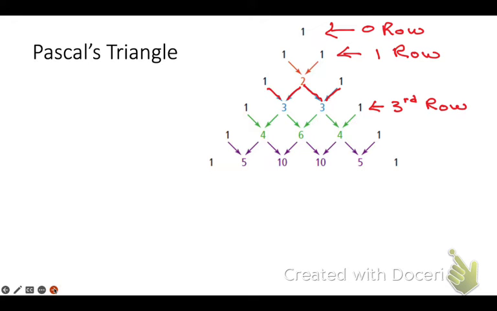Okay, to get to the fourth row, again, 1s all the way on the outsides every time. Then 1 plus 3 is 4. And then the next diagonal is 3 plus 3, which is 6. And 3 plus 1 is 4. And then 1 on the outside. So the fourth row is 1, 4, 6, 4, 1.